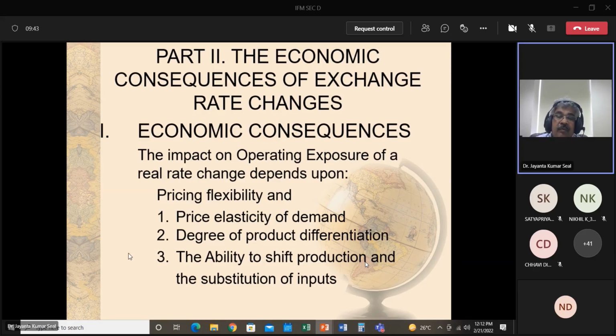Next is degree of product differentiation versus others. If your product is something unique, naturally you will not be bothered about the price change, because you have fixed customers who come to you because of the uniqueness of your product. However, if there is a substitute, they might also go for that. For example, there are certain cars, say Mercedes, BMW; these products are unique. So people who will be buying their cars, even if the exchange rate changes, they will be buying.